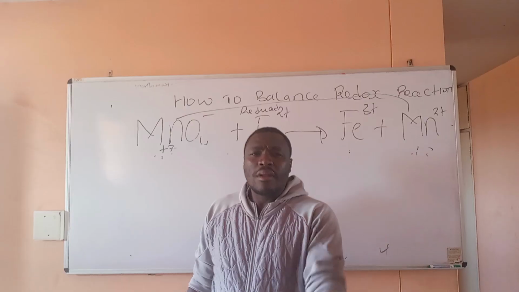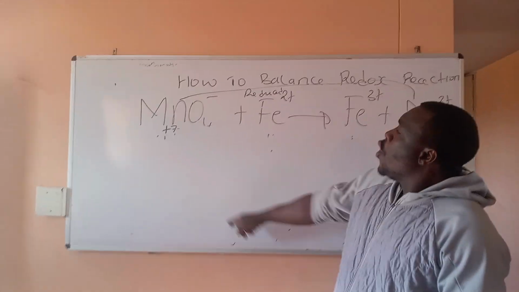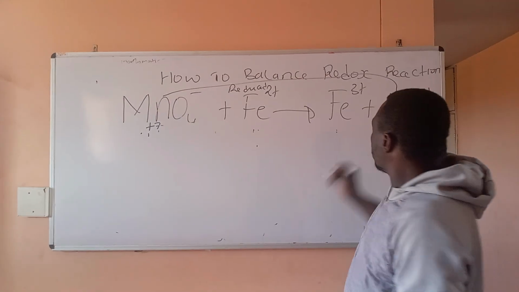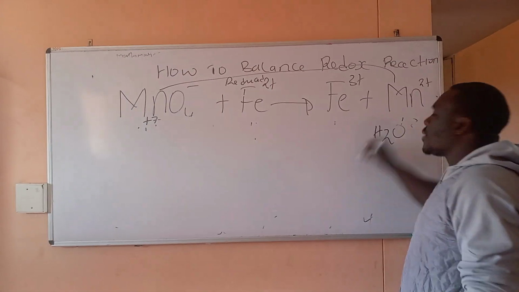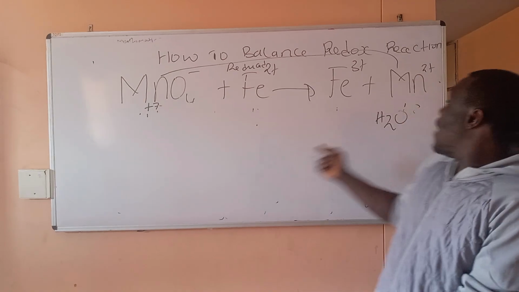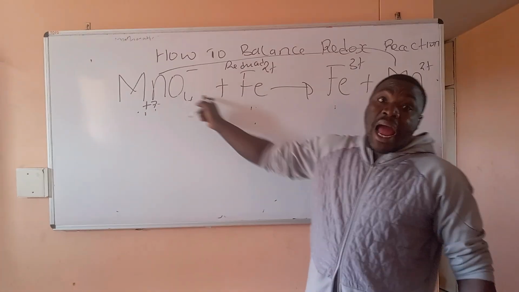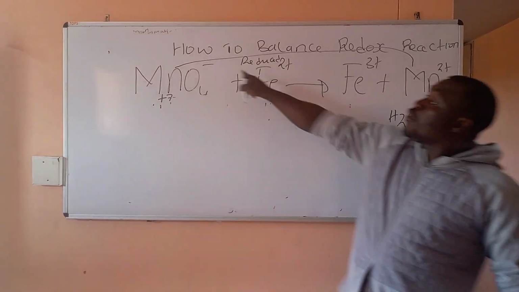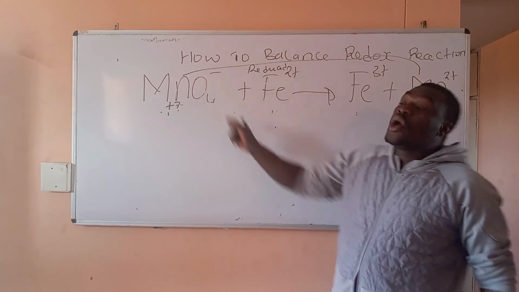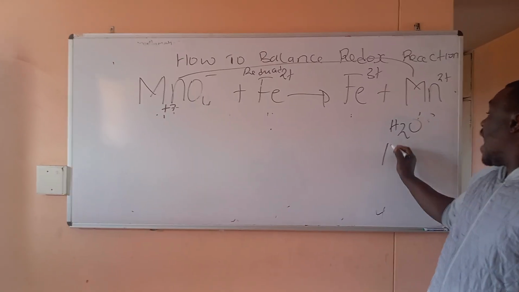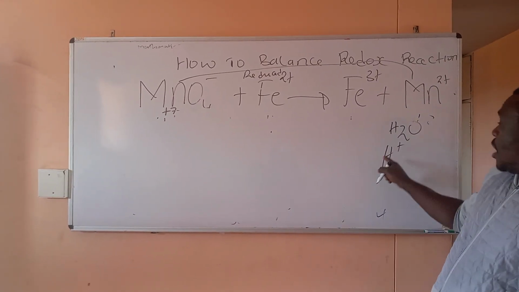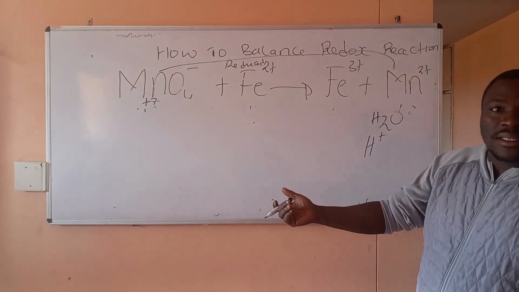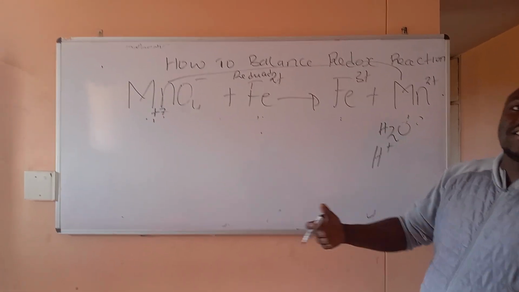One, good note: we balance oxygen using water. But remember, as I'm balancing oxygen using water, I am putting hydrogen there. We balance this hydrogen using acid or proton. What is a proton? A proton is an acid. An acid is a proton donor.